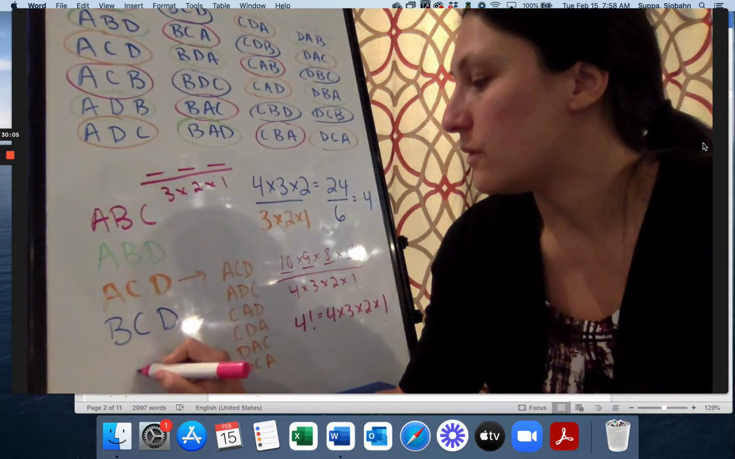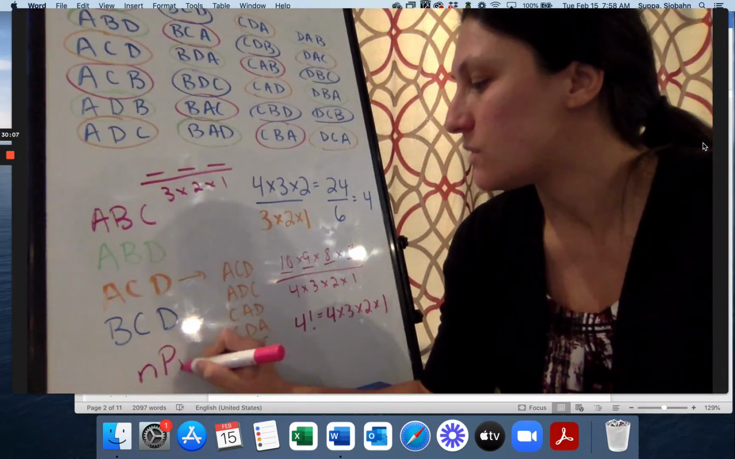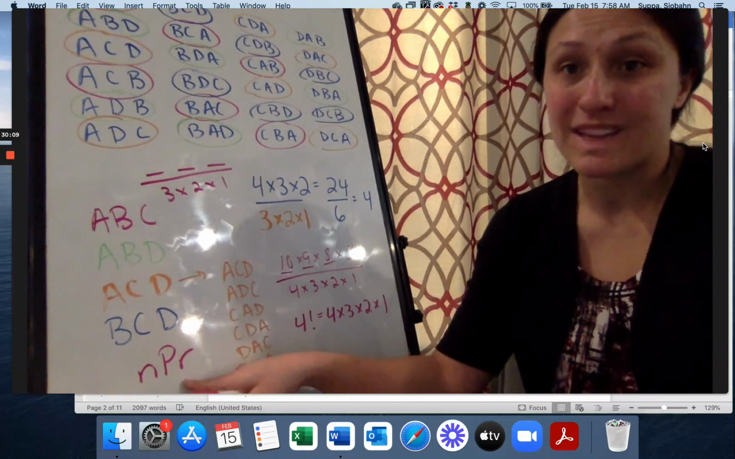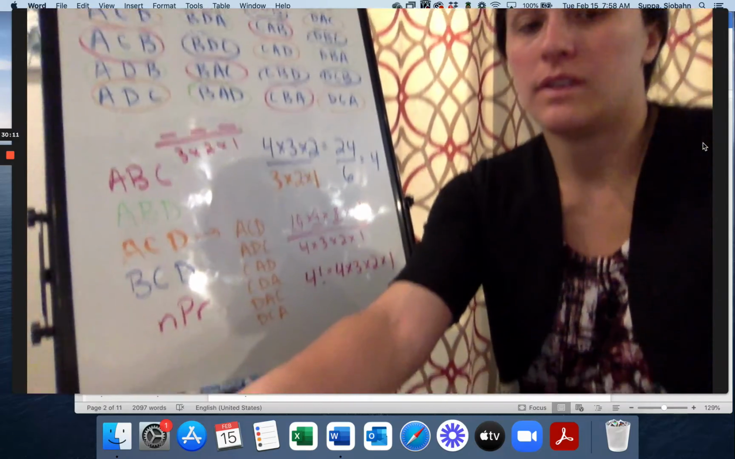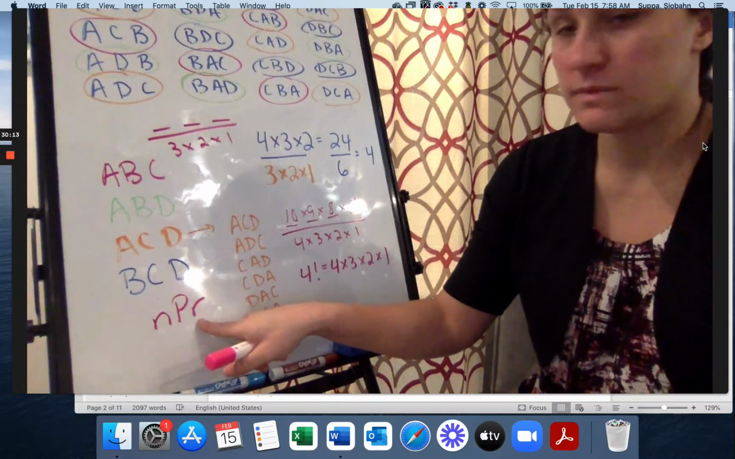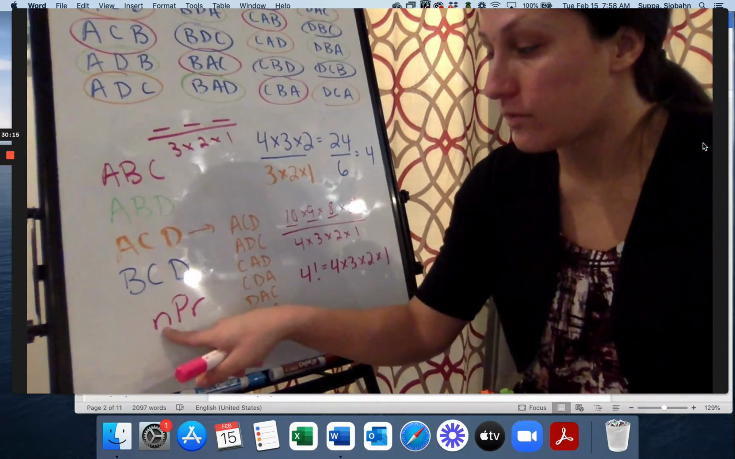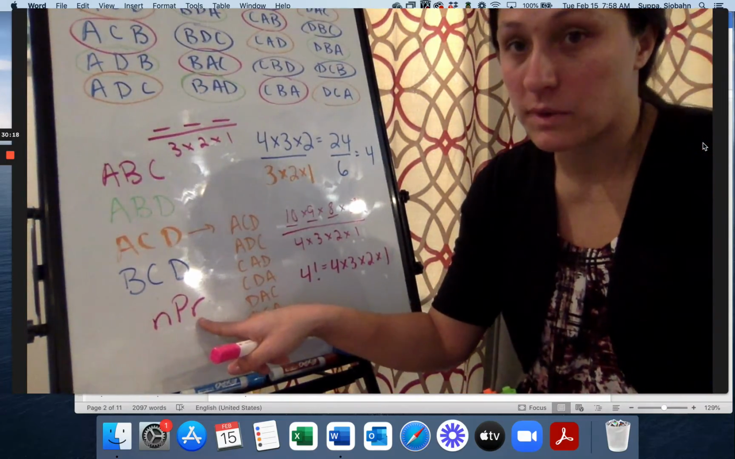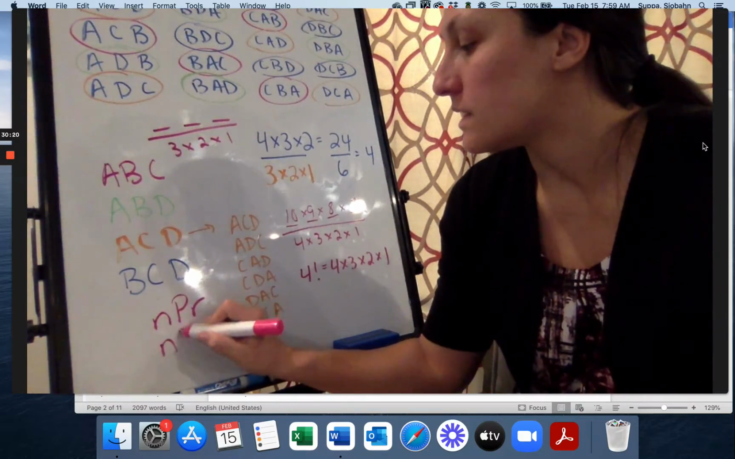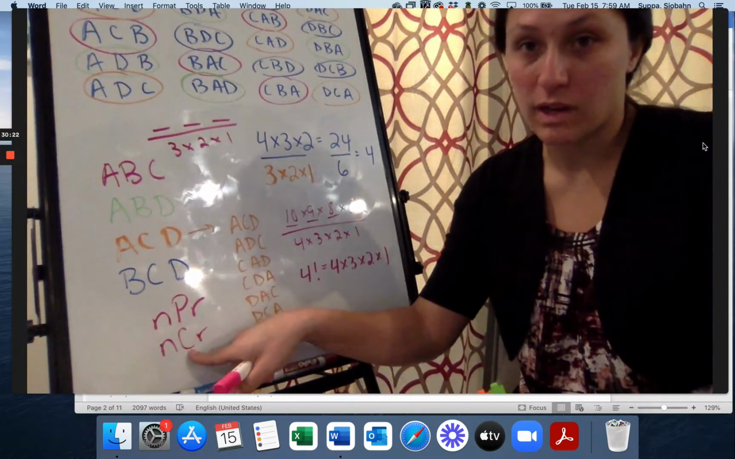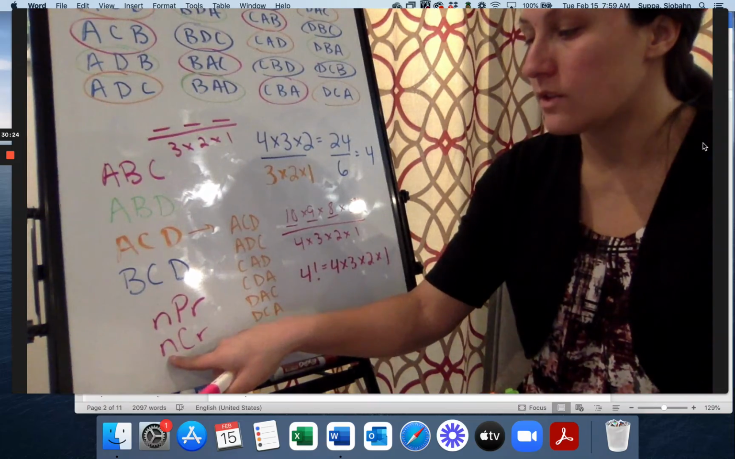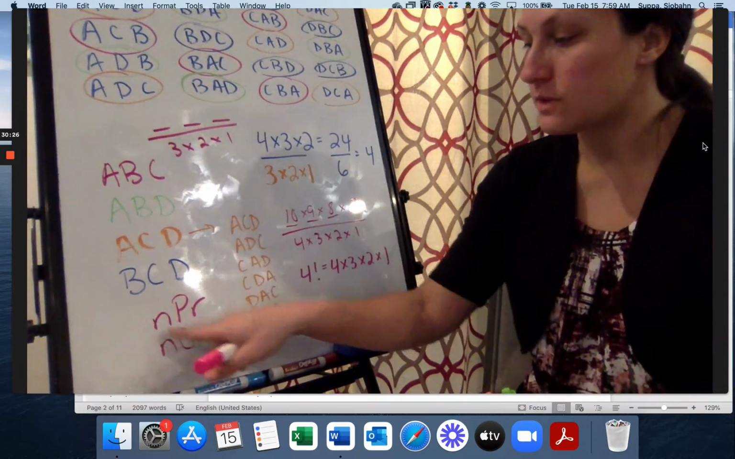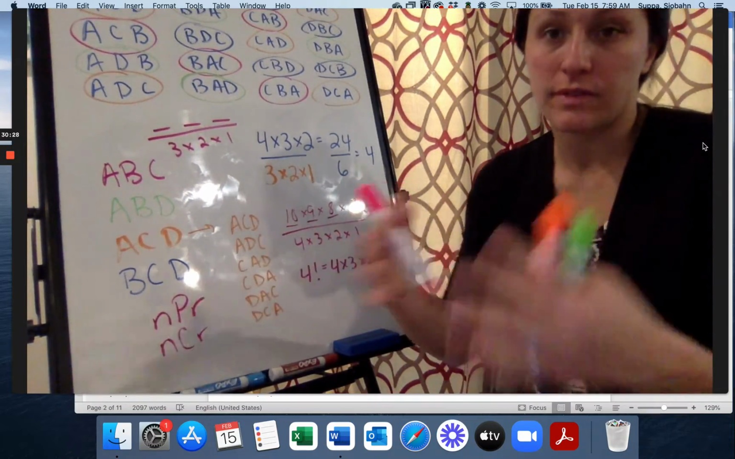But if you remember this, any permutation problem you can use in the calculator nPr, where you have n total things and you're taking r of them, like 4 dogs and you're selecting only 3 to win a race. Or you could use nCr for combination problems where you have 4 dogs and you're going to only adopt 3. So in this case, n is the total, r is the number of things you are selecting.